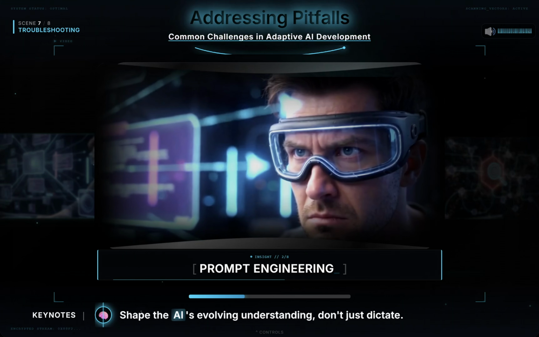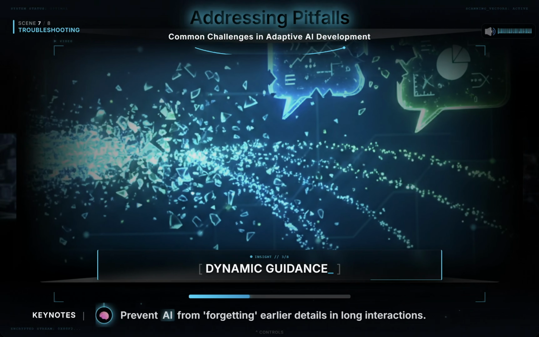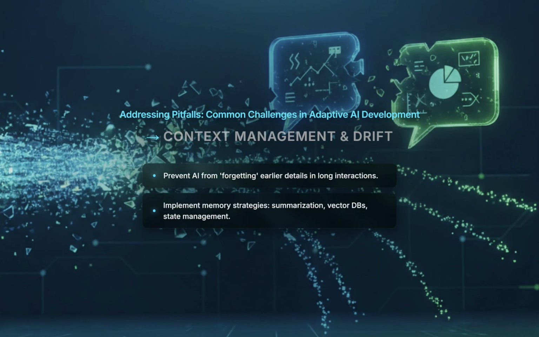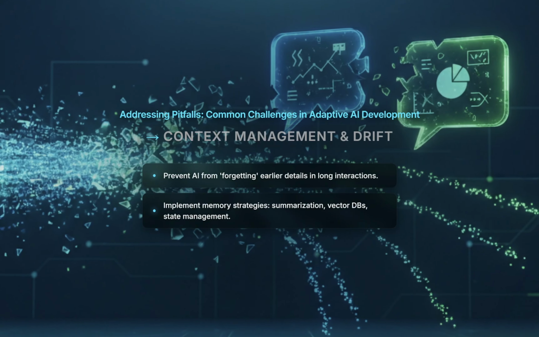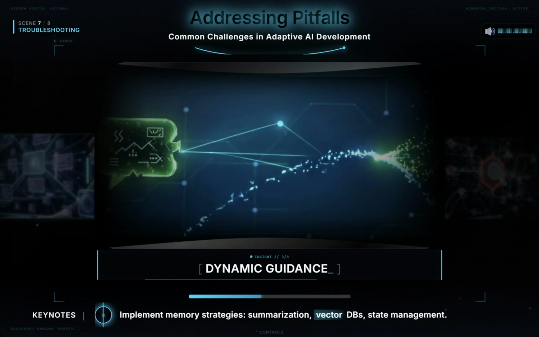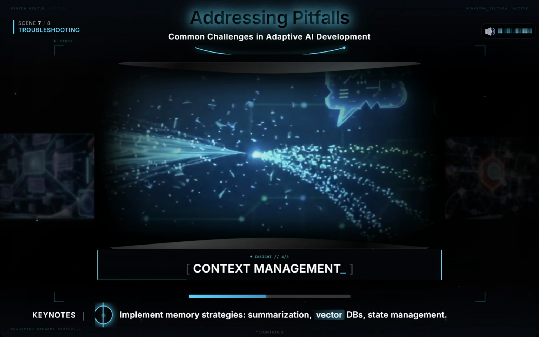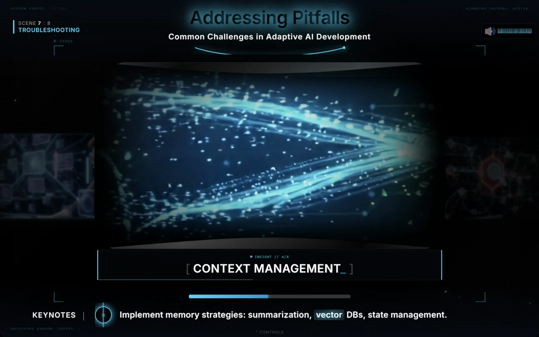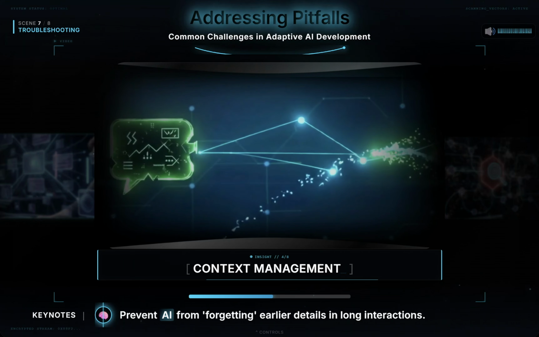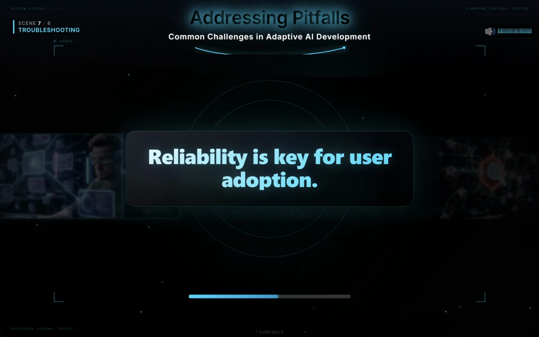Then there's the critical issue of context management and drift. In real systems, this shows up when you have an AI assistant that starts off incredibly helpful, but over a long conversation or a series of complex tasks, it seems to forget earlier details or loses its initial focus. This context drift can make adaptive AI seem less reliable. The solution often involves implementing sophisticated memory strategies, whether it's summarizing past interactions, using vector databases for relevant retrieval, or explicit state management within your application code.